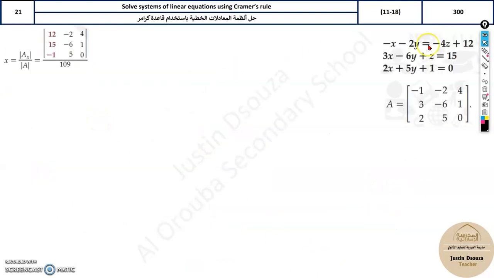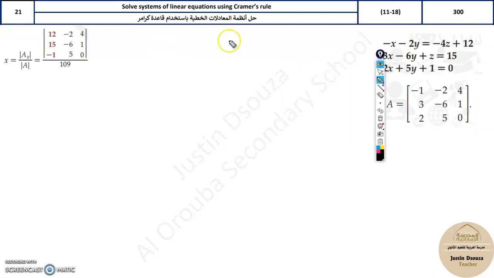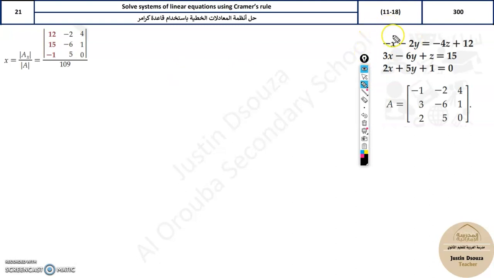Now it's the similar formula. I hope you remember this. What we did in 2 cross 2, it's the same thing. To find x, replace all the x values by the numbers. It's basically 12, 15, and minus 1. So you can see over here 12, 15, minus 1 replaces all the coefficients of x. And this is divided by the 109.